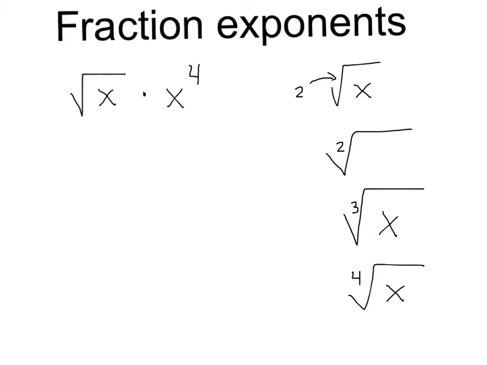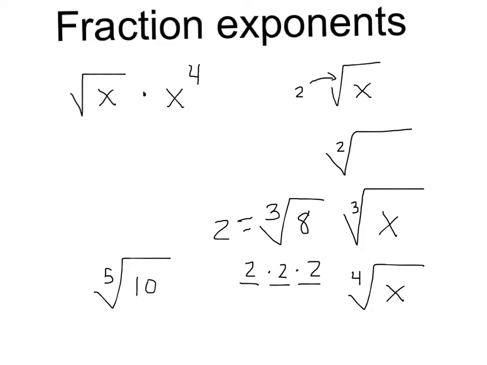Now, when we say cube root of 8, we're asking ourselves what times what times what will give me 8, right? So if you look, 2 times 2 times 2 gives me 8, so the cube root of 8 is 2, right? Now the question is, if I wanted to know the fifth root of 10, how do I even calculate that in the calculator?